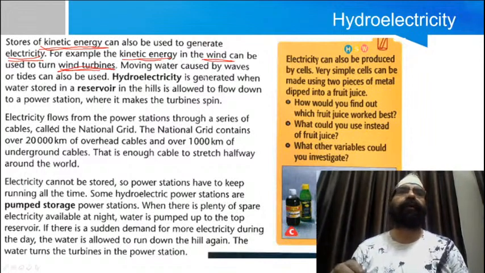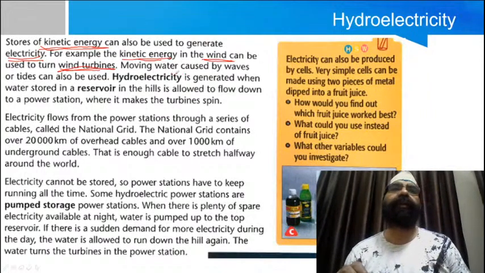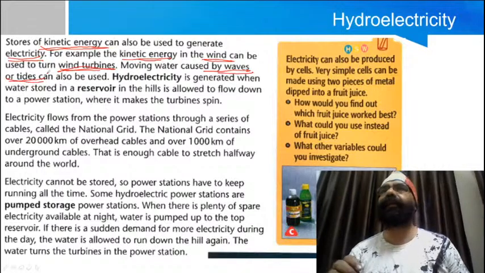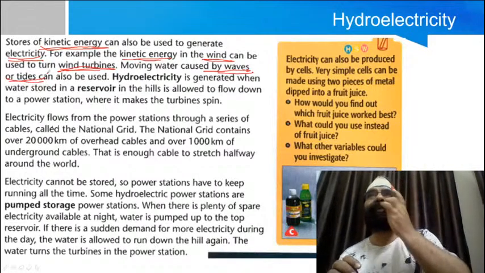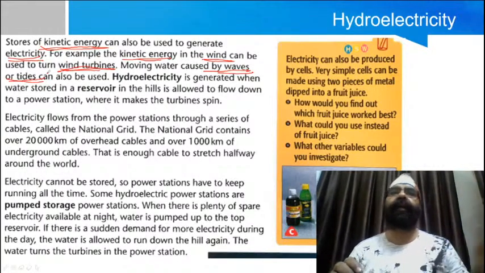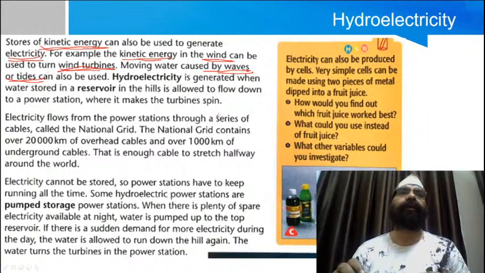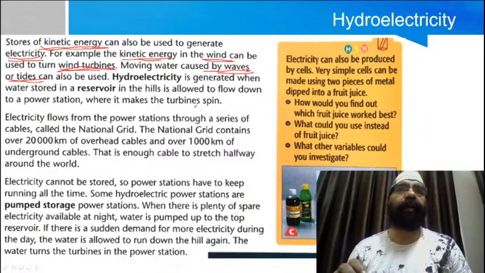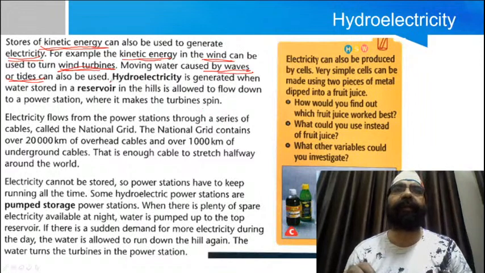Now the other form, the dam one. No, just a minute, before that we have another one. It is caused by waves or tides. We can use the tides also to rotate these turbines. So now moving water also can make the turbine rotate, and I change it into electricity.